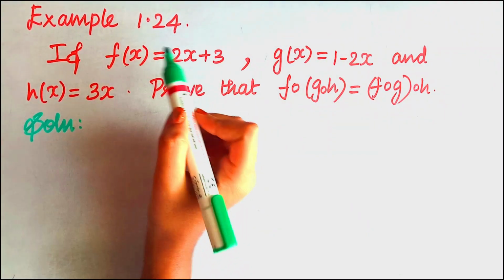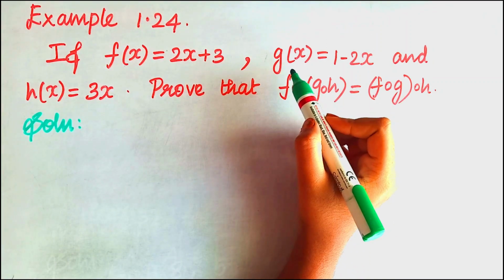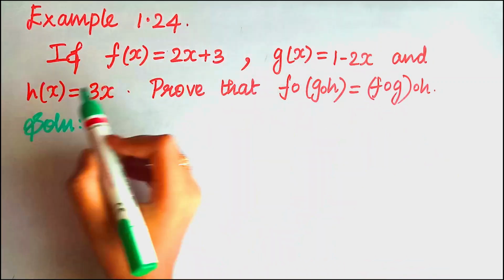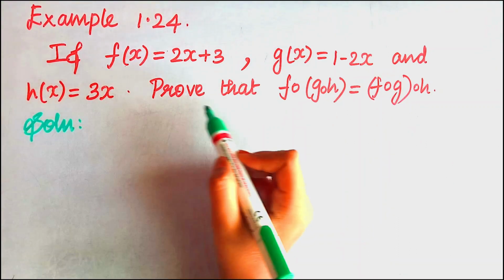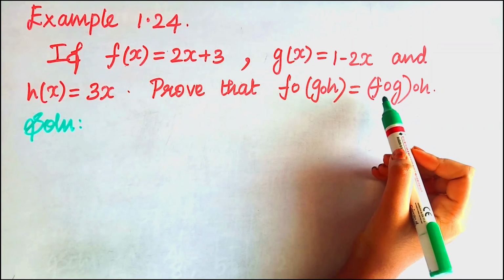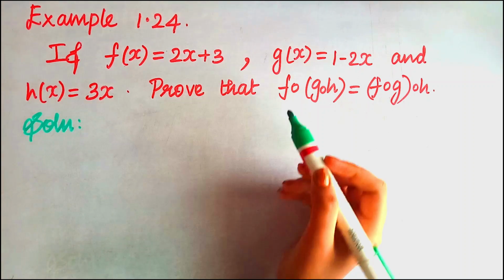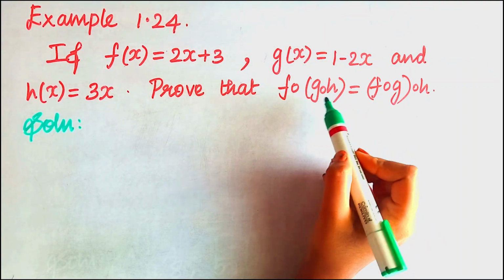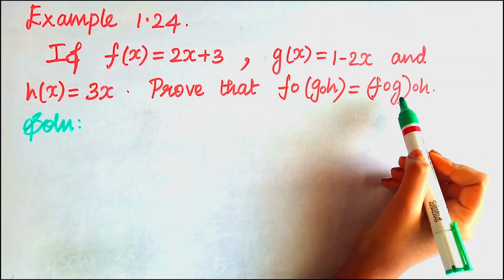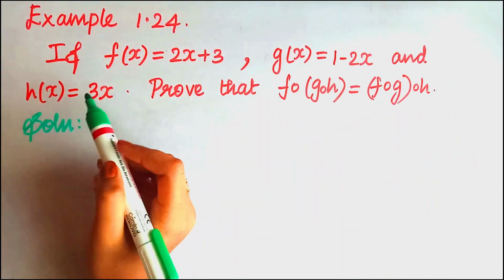Example 1.24. If f of x is equal to 2x plus 3, g of x is equal to 1 minus 2x, and h of x is equal to 3x, prove that (f∘g)∘h is equal to f∘(g∘h). Here we have to prove these two things, and f of x, g of x, and h of x are given.